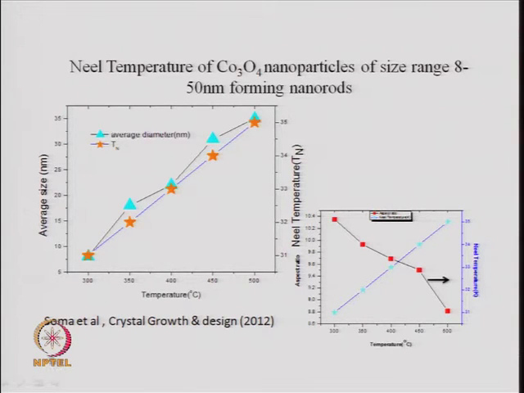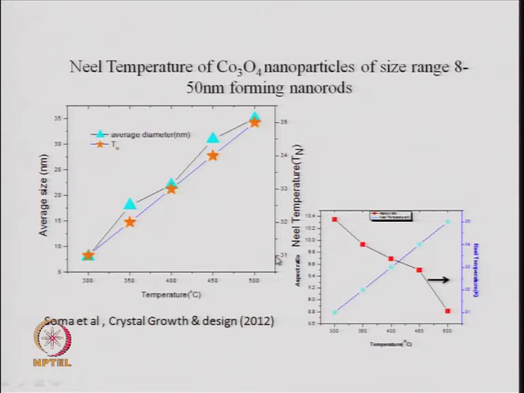And so, if you plot the size of the particles, so the average size or diameter of the particle, along with the decomposition temperature, you will see that as you increase the decomposition temperature from 300 to 600, the average size of the particle is increasing. Not only that, the Néel temperature is also increasing. So, what we showed was a 35 nanometer particle shows a Néel temperature of around 35. This is Néel temperature on this axis, whereas if you decrease the size of the particle to say around 7-8 nanometers, then the Néel temperature goes down to 31 Kelvin.